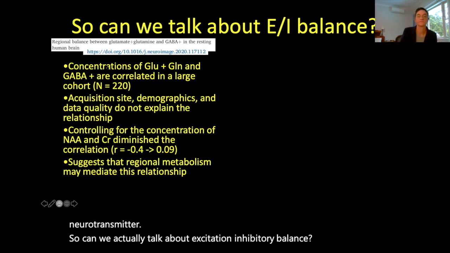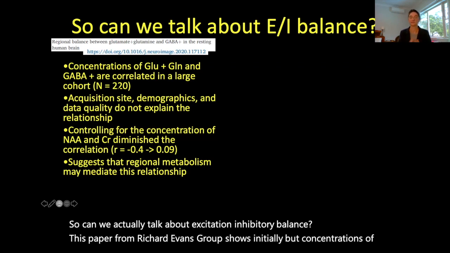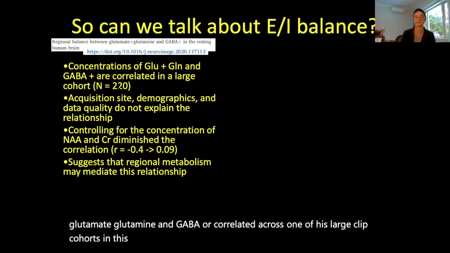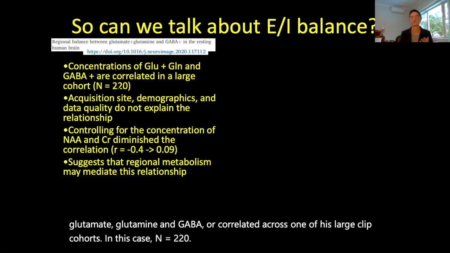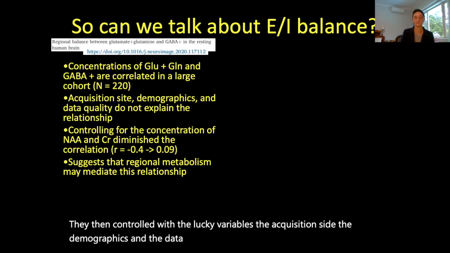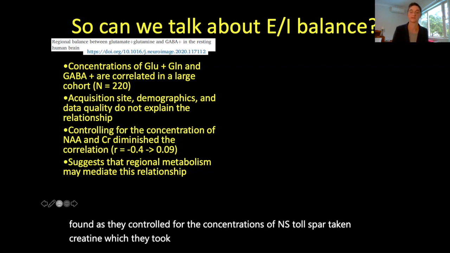This paper from Richard Edden's group shows initially that concentrations of glutamate and glutamine and GABA were correlated across one of his large cohorts, in this case n equals 220. They then controlled for all of the lurking variables: the acquisition side, the demographics, and the data quality didn't explain the relationship. But they found if they controlled for the concentrations of N-acetyl aspartate and creatine, which they took as surrogate markers of metabolic activity, this diminished the correlation.